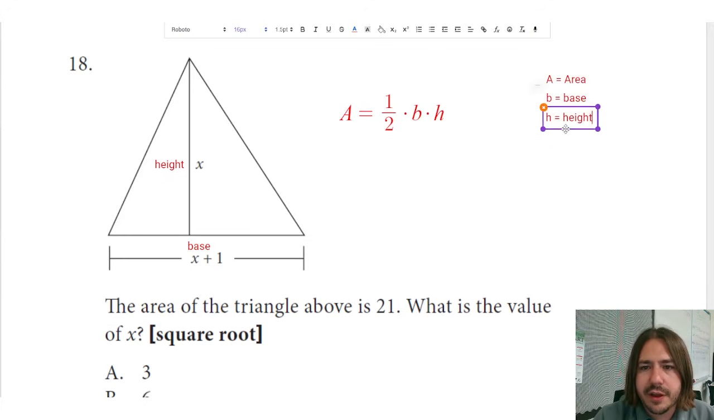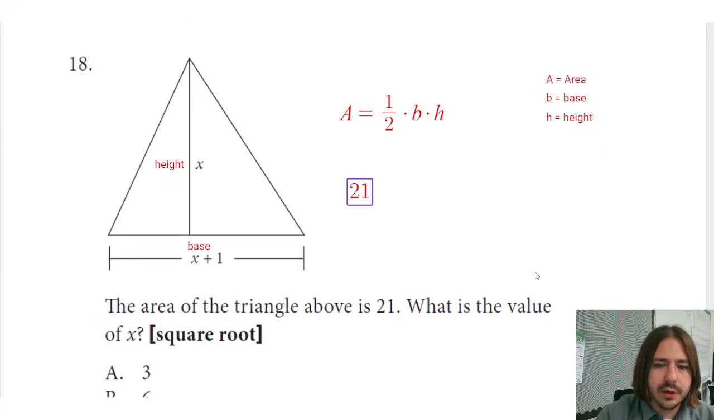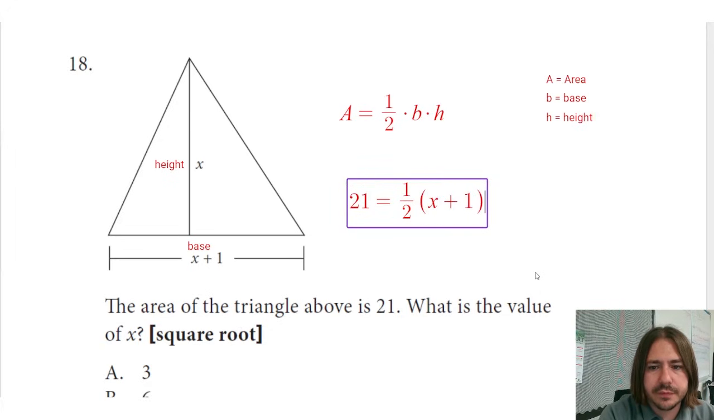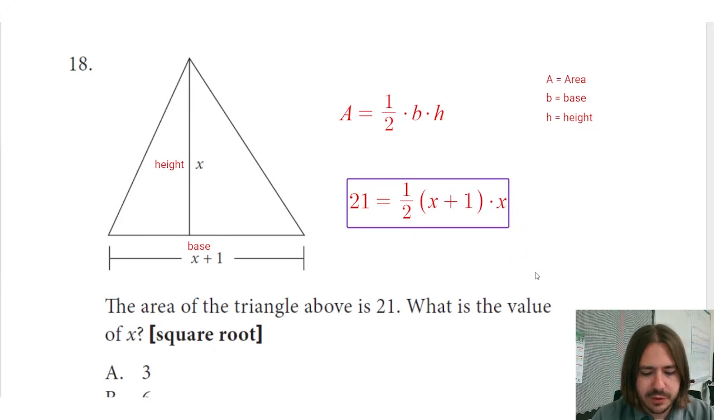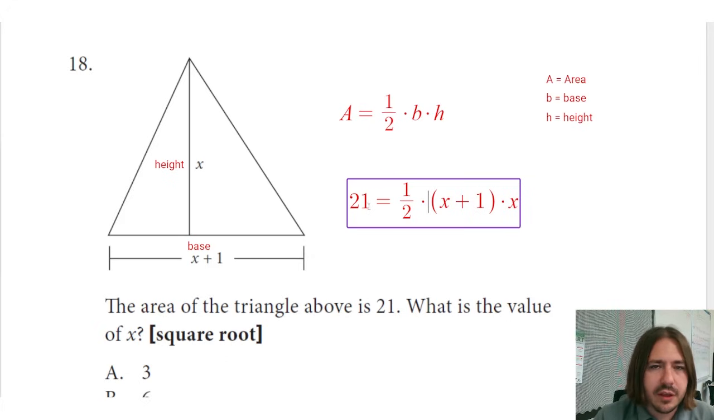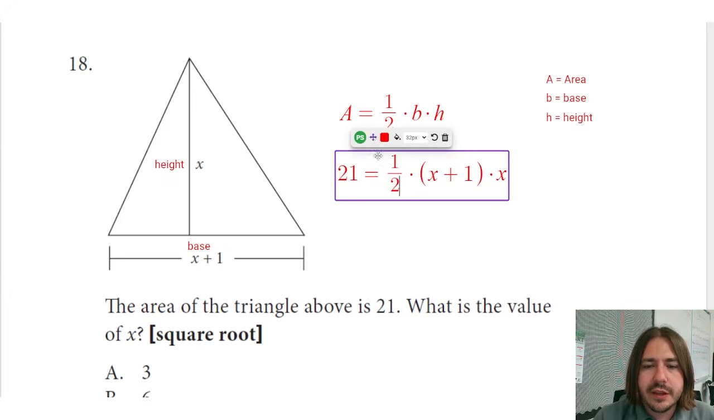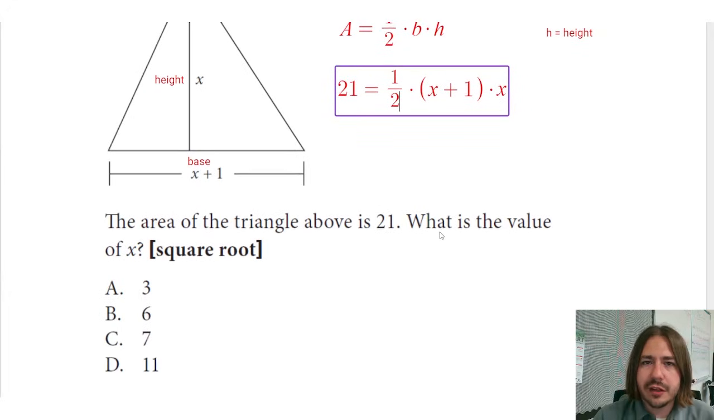Okay, so it says the area of this triangle is 21. What's the value of x? The area is 21. 1/2 times the base, which is x plus 1, times the height, which is x. Okay, so we're going to multiply these together. Now the question here is asking what x is. So you probably could get away at this point, once you set up this equation, with using your answer choices to figure out what the right answer is. I'm going to go through with you the algebra on how you would solve for x here.